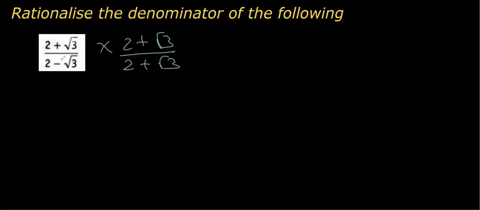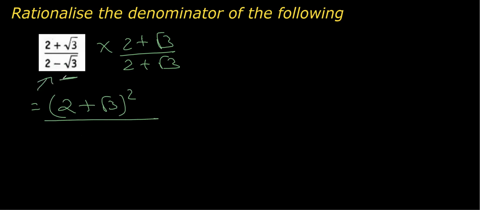So what I said, if your denominator, which we need to rationalize, is in the form of a minus b, we multiply and divide by a plus b. Now in the next step, in the numerator, we have a plus b multiplied by a plus b, so that will give you a plus b whole square. And the denominator is a minus b times a plus b, so that should give you a square minus b square, that is 2 square minus root 3 square.